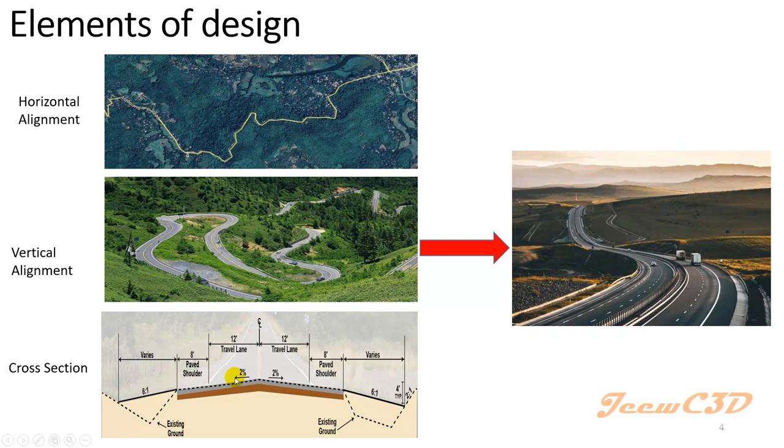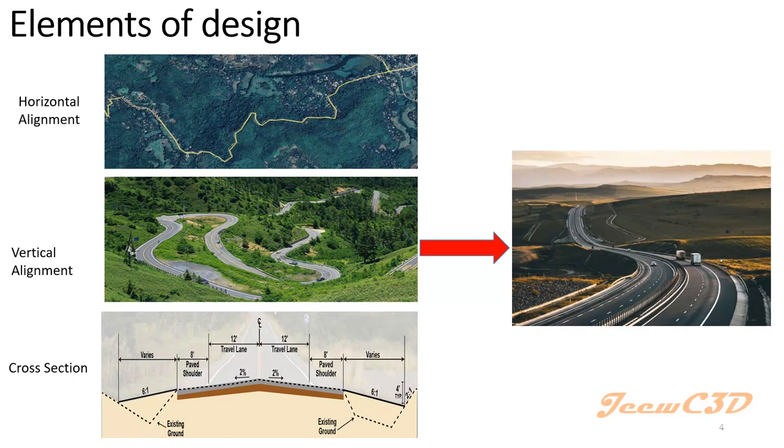The combination of the three will give you a nice looking road. You have to arrange these physical elements in such a way that we get a good, efficient road, but we have to ensure that the construction cost of that road is minimum. When I say minimum, you have to ensure that the quality is there.